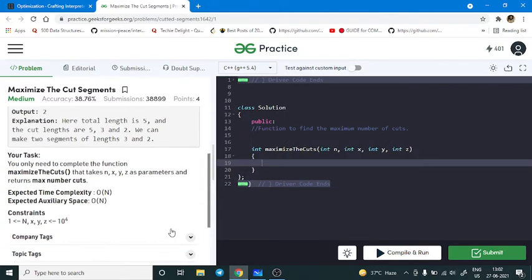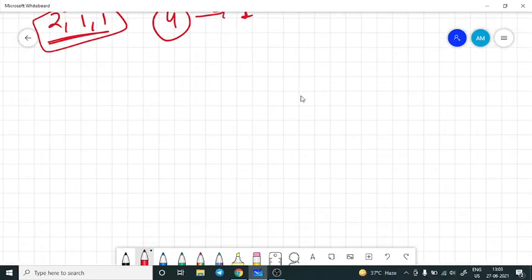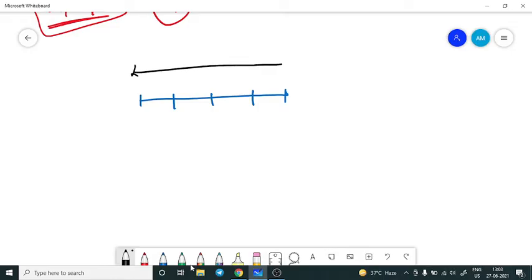Now let us move further, like how we'll solve it, right? So consider only this example. Consider the above example only. This was our line segment, correct? It is of length 4, correct? And now I had three choices, either 2, 1 or 1, correct?